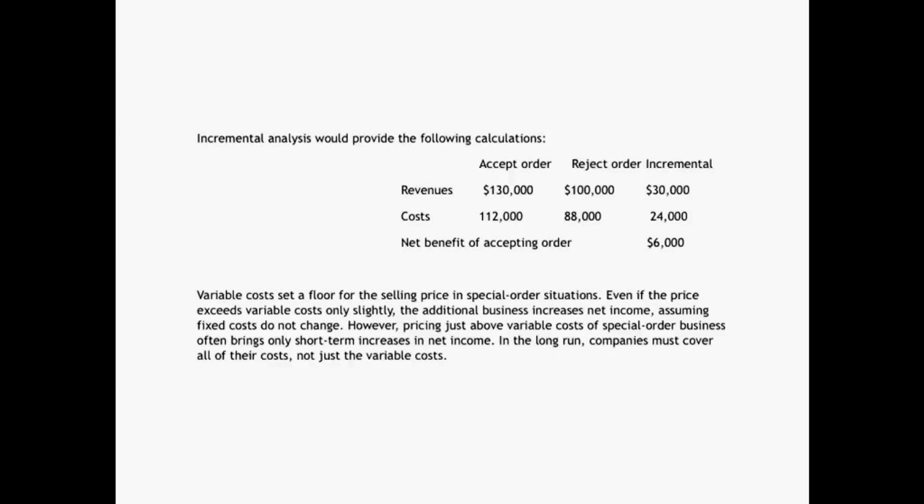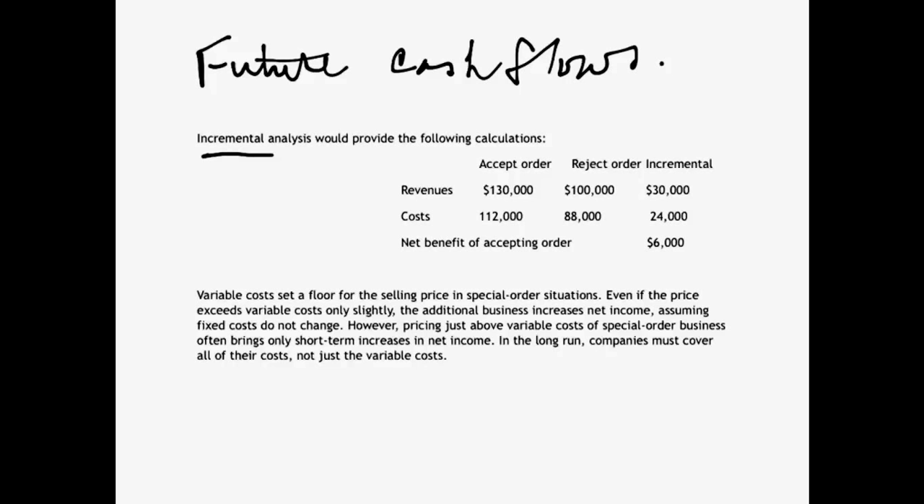To analyze the problem in a similar fashion, but using incremental analysis, we're just going to focus on the future cash flows different between the alternatives. Future cash flow for accept and future cash flow for reject. So you see, revenues, income is 130,000 if I accept. If I don't produce and sell the extra, I stay the way I am at 100,000. So I get an extra 30,000.